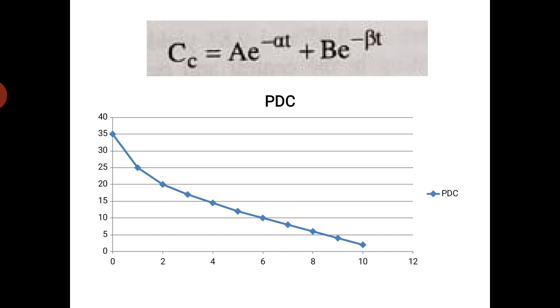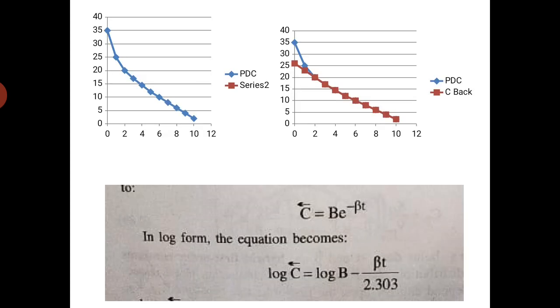So if the distribution exponent alpha is higher, any term e raised to minus of a higher value is a negligible value. So what happens? The term A e raised to minus alpha t becomes 0. Finally, what does the equation become? This happens in the splitting. The equation becomes C back extrapolated is equal to B e raised to minus beta t, because A e raised to minus alpha t becomes negligible.